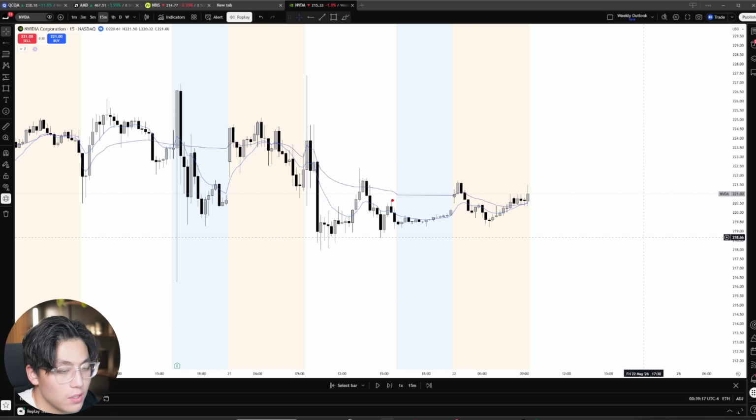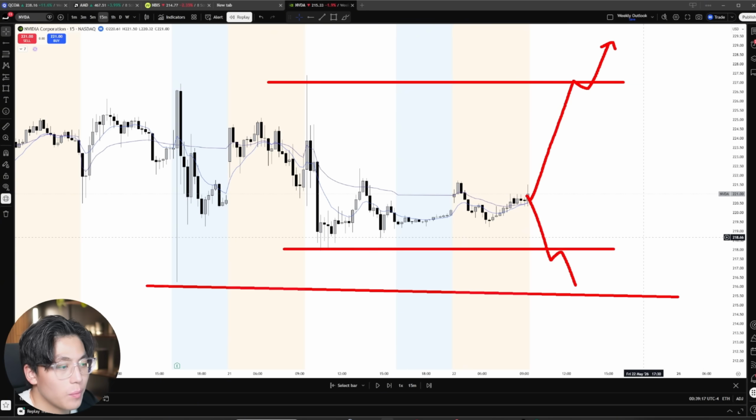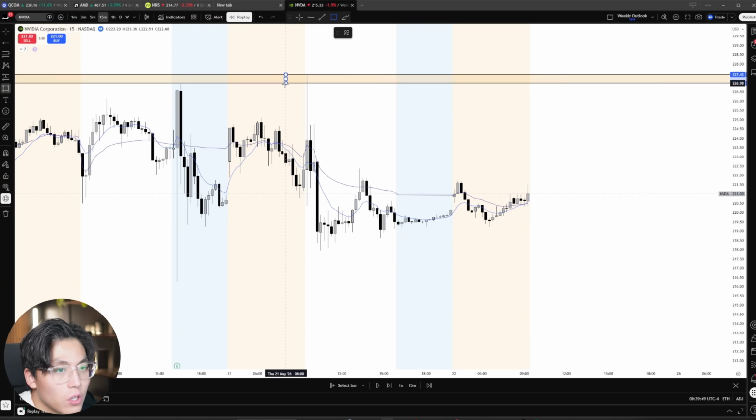If you do want to see longs, I'd like to see it above our previous day highs. Shorts are in play underneath our previous day lows for a potential move down in towards our earnings low. So what we can have marked out is our previous day highs.